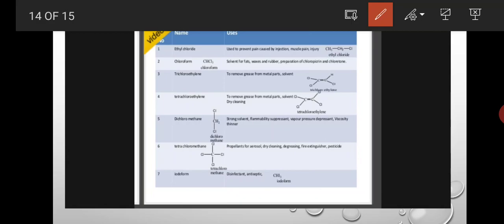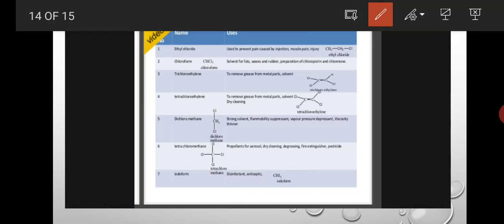Next is trichloroethylene. This is used to remove grease from metal parts, and it is also used as a solvent. That is the use of trichloroethylene. And next is tetrachloroethylene. This is used to remove grease from metal parts, as a solvent, and in dry cleaning process also.